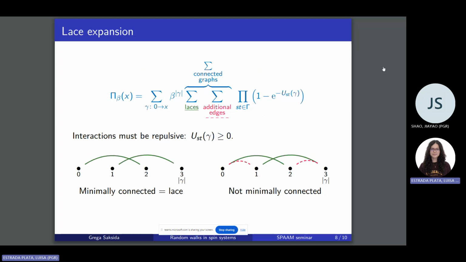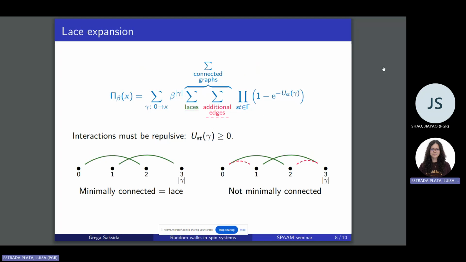And just a technical note, in this case, you do need this to be non-negative, because in that case, this factor is less than 1. So this only works for self-avoiding walks. It wouldn't work if your interactions were attractive.